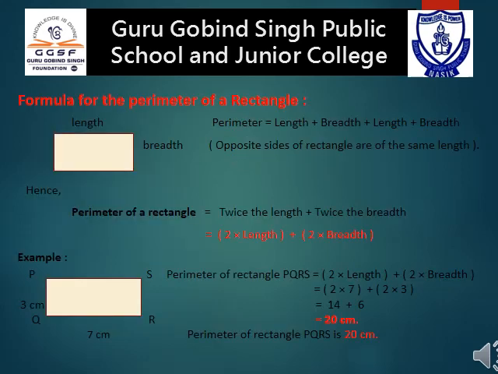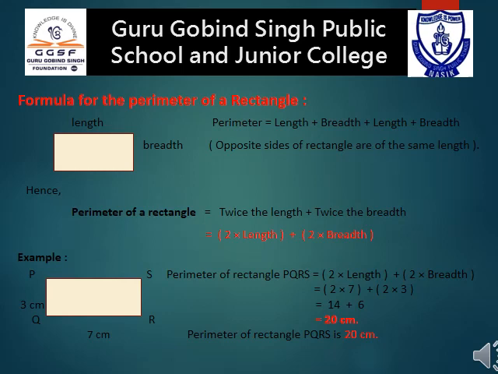Now students, let's find out the formula for the perimeter of a rectangle. As in the previous standard, you have learnt how to find the perimeter of a rectangle. In that, you have learned that to find the perimeter of a rectangle, you have to add all the sides of the rectangle. But in mathematics, there is a particular formula for the perimeter of a rectangle. Here we are going to study how to find the formula for the perimeter of a rectangle.